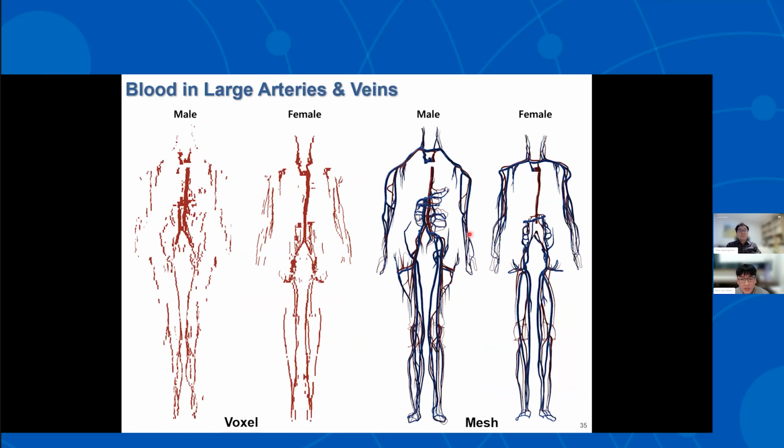And also blood in large vessels was modeled. We modeled large arteries and veins separately, and also their masses exactly match the ICRP 89 reference values respectively. So as you can see, the mesh blood models are anatomically more realistic than the voxel model.